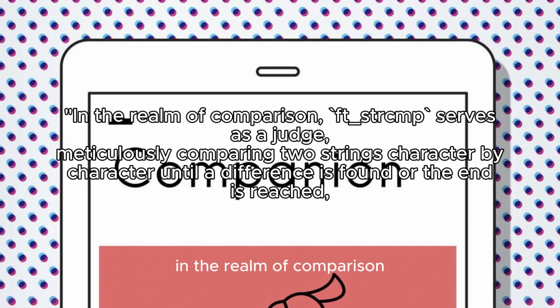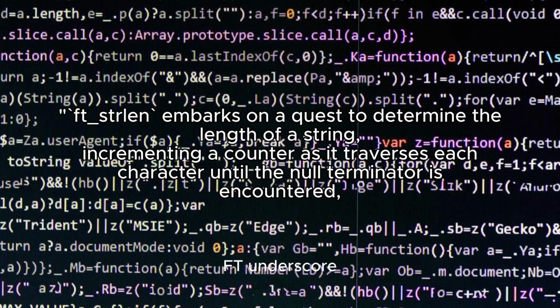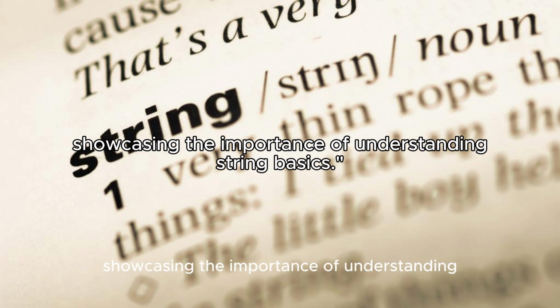In the realm of comparison, ft_strcmp serves as a judge, meticulously comparing two strings character by character until a difference is found or the end is reached, returning the difference between the ASCII values of the divergent characters. ft_strlen embarks on a quest to determine the length of a string, incrementing a counter as it traverses each character until the null terminator is encountered, showcasing the importance of understanding string basics.